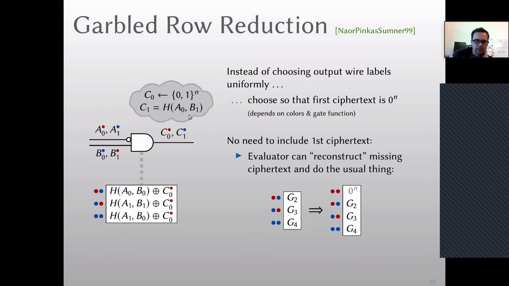Another consequence of this trick is that the circuit has to be garbled in order. So you have to start at the input labels, right? Another way of saying that is I don't know what C0 and C1 will be until I start garbling this gate. So I have to garble the gates in order. Whereas previously, I could choose all the wire labels first, and then I could garble every gate independently. So now the wire labels are no longer independent. That's not a bad thing, it's just an observation.